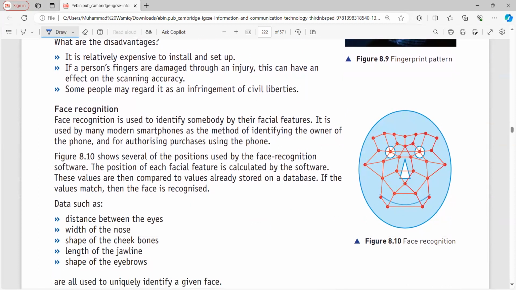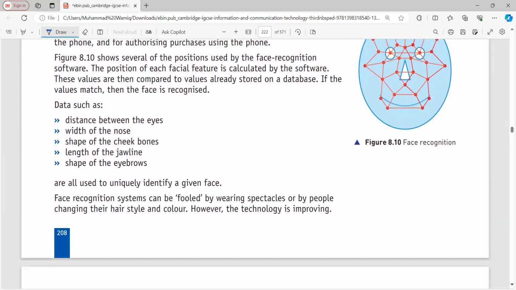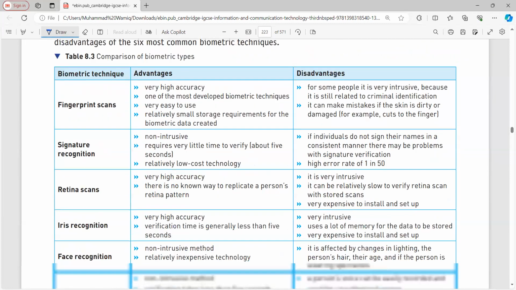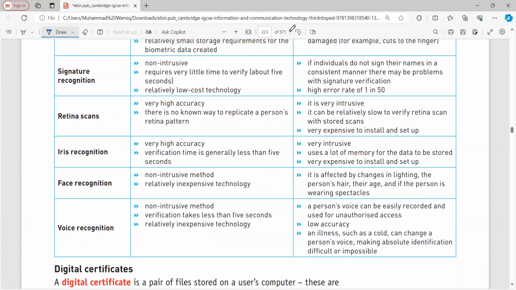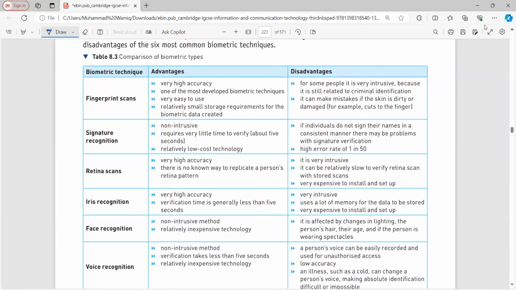Face recognition is also used at airports to recognize whether the person mentioned on your passport is the same person standing right here. What it does is that it scans your facial features, like the distance between the eyes, the width of the nose, and the shape of your cheekbones as well. There are certain advantages and disadvantages of each system.